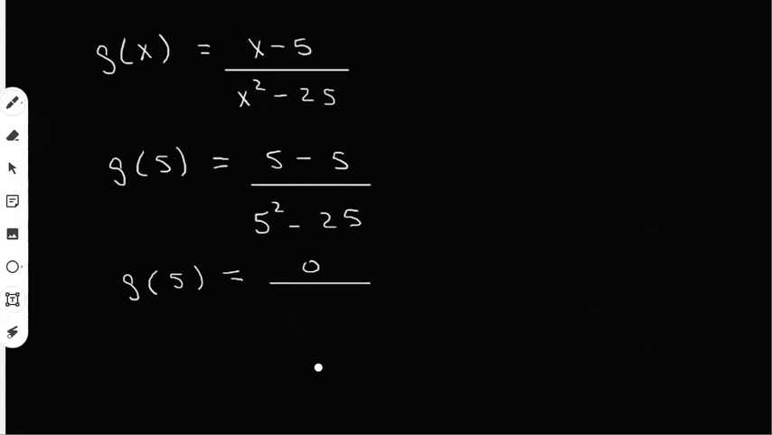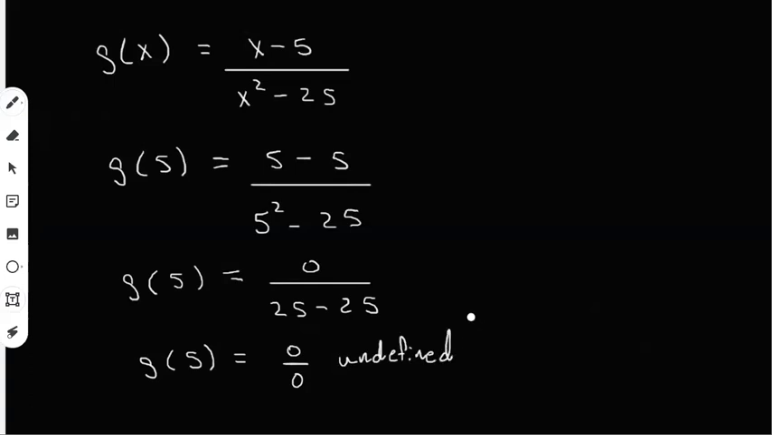On the bottom, what's going to happen? We have 5 squared minus 25. I know that 5 squared is going to give me 25, so really, it's going to be 25 minus 25. So what happens on the bottom? 25 minus 25 is going to give me 0. So I get 0/0, which of course you're dividing by 0, so this is undefined. So it's very clear why you would not have a point where x is 5.